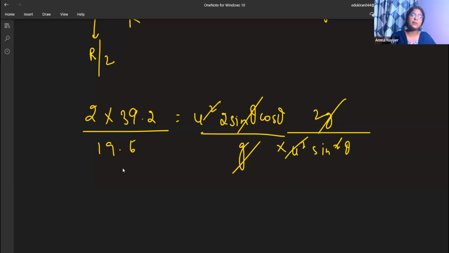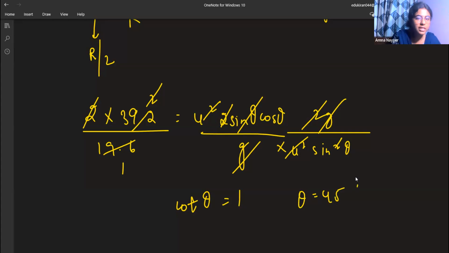19.6 double will be this 4. From here you have 2, 19.6, this gets cancelled. If here we have cos theta by sine theta, that is cot theta, right? This 2 cancels this 2, this 2 cancels this 2. So we are left with cot theta equal to 1, which means theta is 45 degrees. Now in any equation, substitute the value of theta and you will get the value of velocity.